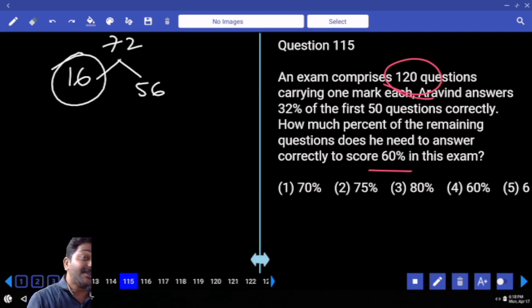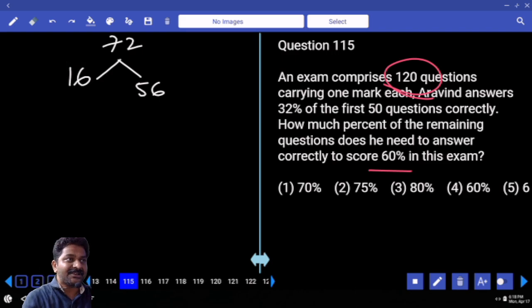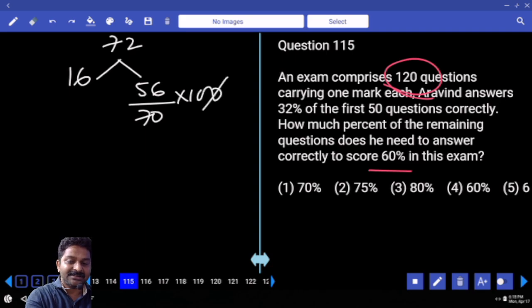So, 16 marks he already got out of how many questions? 50 questions. Remaining how many are there? And from those 70 questions, he needs to get 56 marks. Percentage in the sense, divided by 70 into 100. 0 gets cancelled. 7, 8 times into 10. 80%, third option answer.